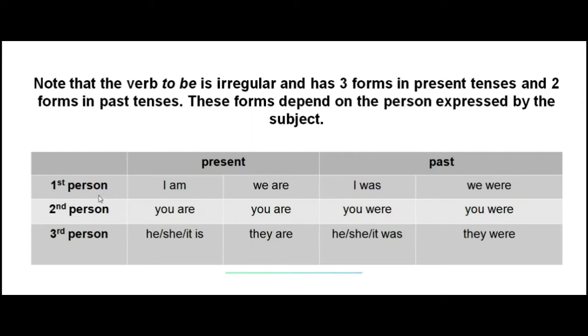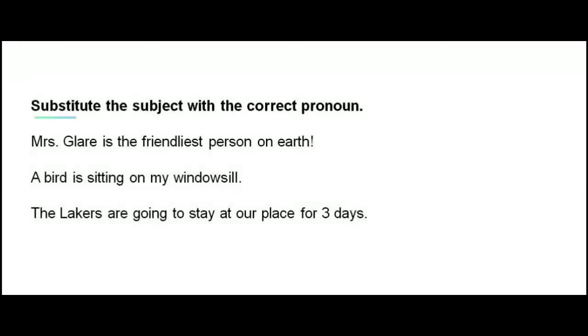And when we use the first person in the past tense, we say I was, we were. Second person, you were, you were. And in the third person, he, she, it was, they were. Now let's review and practice a bit. Have a look at the following sentences and substitute the subject with the correct pronoun.